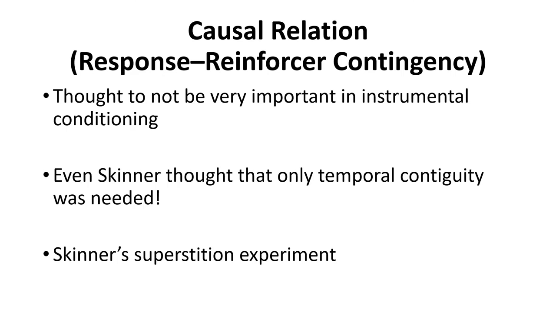So originally, researchers thought that the time component was the only important part of this relationship. And so the idea of a causal relationship, or whether there is a 1-to-1 ratio between the response and the reinforcer occurring, wasn't as important and wasn't really necessary for this learning to occur because the time component was so much more important. Even Skinner thought that only that temporal contiguity was needed in order for the organisms to learn an association.